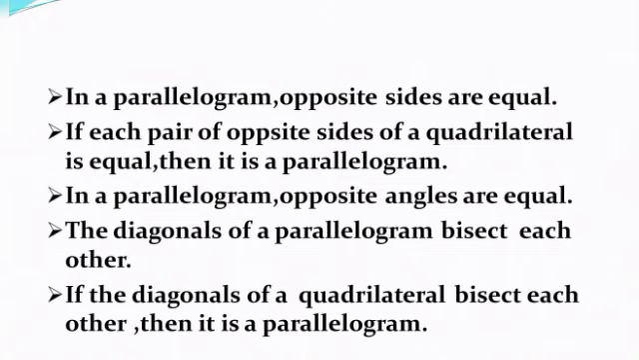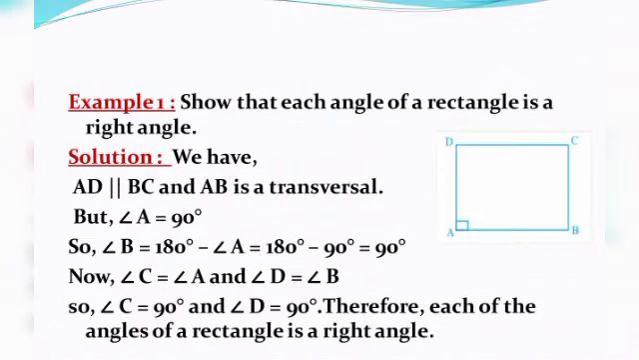Like this, there are a few more properties of a parallelogram. The first one is, in a parallelogram, opposite sides are equal. If each pair of opposite sides of a quadrilateral is equal, then it is a parallelogram. In a parallelogram, opposite angles are equal. If in a quadrilateral each pair of opposite angles is equal, then it is a parallelogram. The diagonals of a parallelogram bisect each other. And the last one is, if the diagonals of a quadrilateral bisect each other, then it is a parallelogram. Let us understand these properties by solving one example.